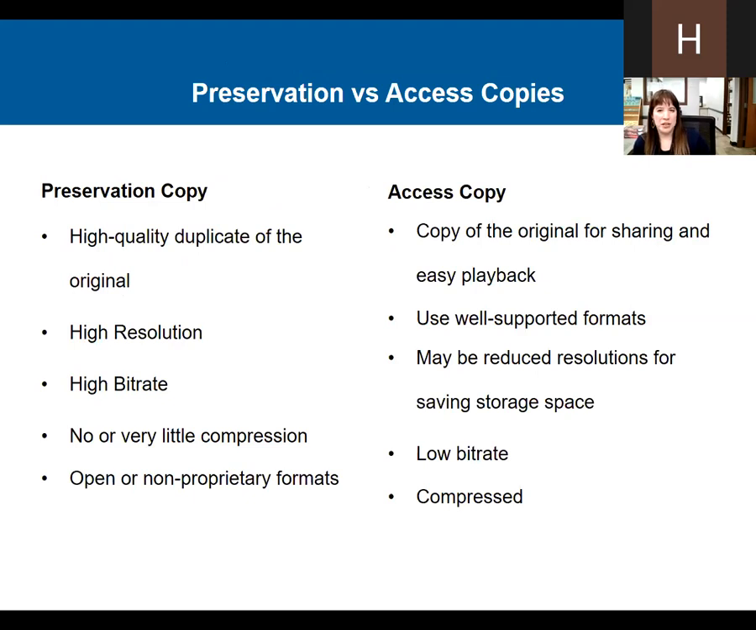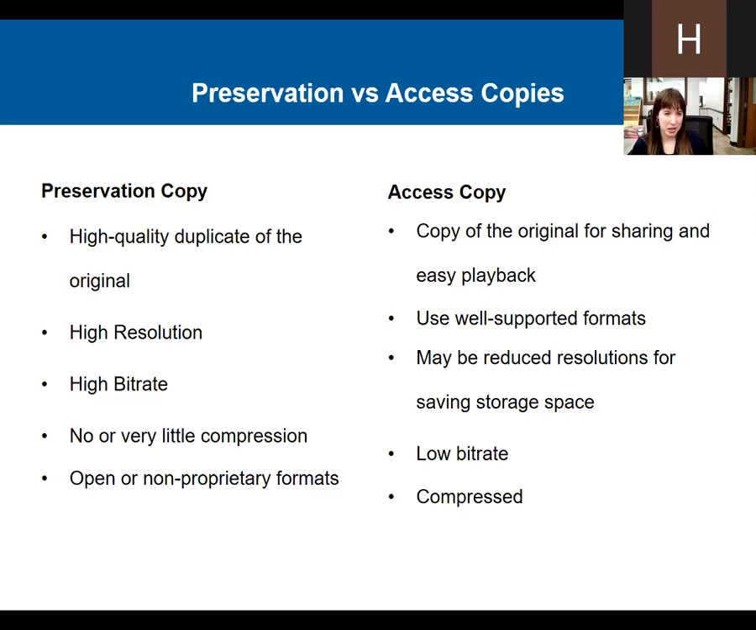I'm going to go into a little bit more detail about the difference between a preservation and an access copy. A preservation copy, again, is going to be a high quality duplicate of the original. So you're going to have the first copy, then you're going to have a second copy, which is the preservation copy, separate from your master file, the original archival file that you created. This is in the event that something happens to that original file, and it's going to be in high resolution and high bit rate, as well as a file that has no or very little compression. So it's probably going to be in a TIFF file format if you are working with a photo. It also will need to be an open or non-proprietary format so that you will still be able to render the photo and read and view it in the future.